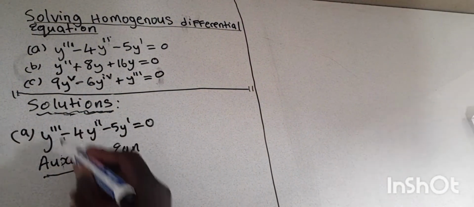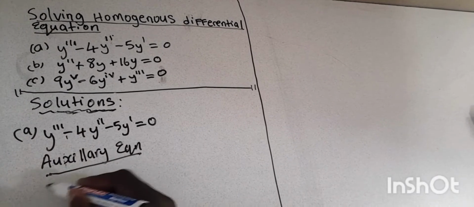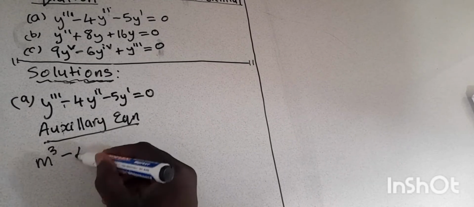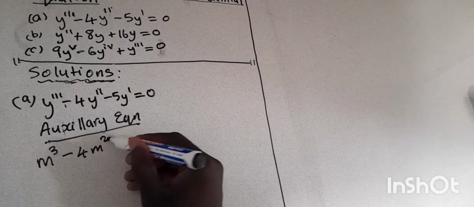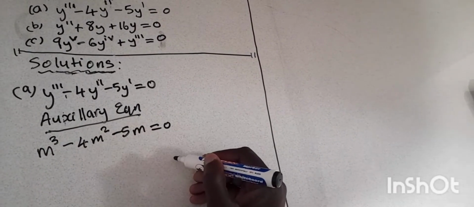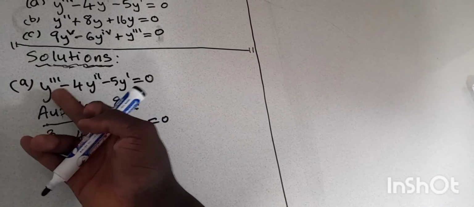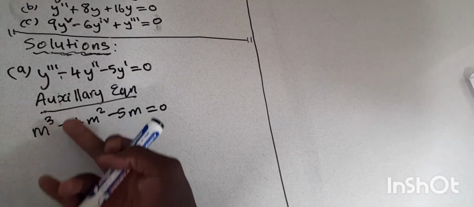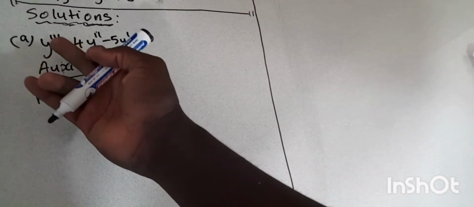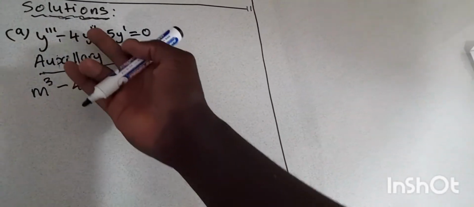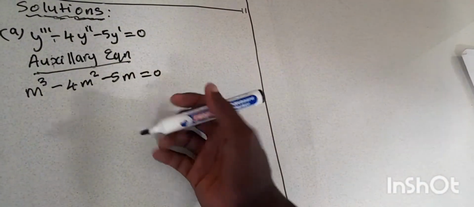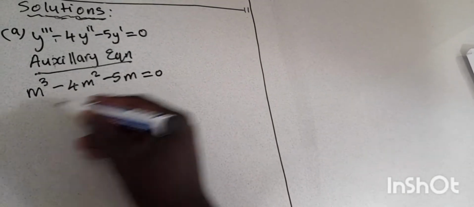If it is a third order derivative, then our auxiliary equation would be m cubed minus 4m squared minus 5m equals 0. So in other words, you replace derivatives by m. It is m cubed because it's a third order derivative, and minus 4m squared because it's a second order derivative, and minus 5m because it's a first order derivative, equals 0. So you have to find the roots by factorizing this.